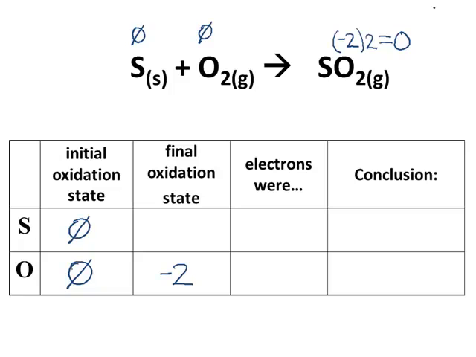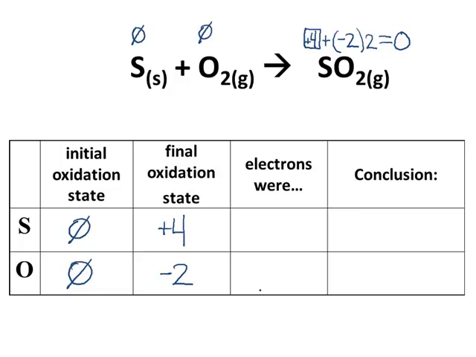I have 2 oxygen atoms, and overall the compound sulfur dioxide does not have a charge. It's neutral. So to figure out the oxidation state on sulfur, I have to ask myself, what plus 2 times -2 will give me 0? Or in other words, what minus 4 will give me 0? The answer, easily enough, is +4. So in this way I conclude that the final oxidation state for sulfur is a +4.